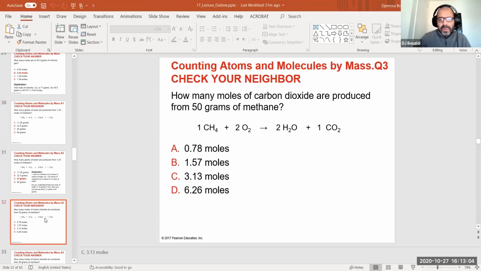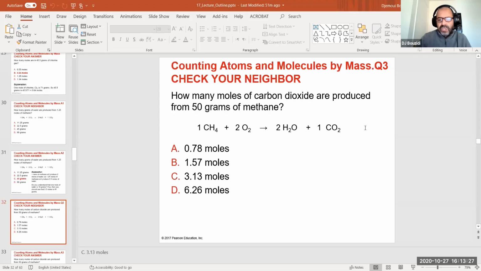The question now can be put backward. How many moles of carbon dioxide are produced from 50 grams of methane? Now with 50 grams of methane, we have to find exactly how many moles that is. Of course, first of all, you notice that it's a one-to-one correspondence.